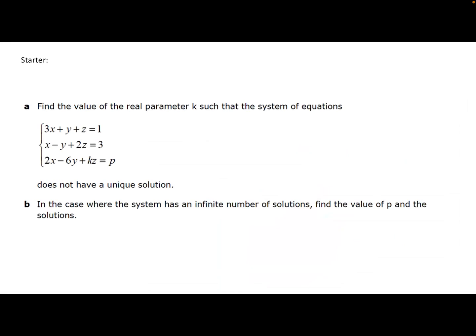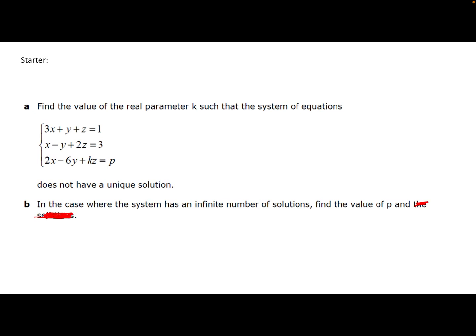This is a type of question we learned quite a long time ago, probably early Year 12. Now I want you to have a go at it yourself, but I just want to change part B because there's an aspect of that you won't be able to solve. So it says find the real value of the parameter k such that this system of equations does not have a unique solution. In the case where the system has an infinite number of solutions, find the value of p and the solutions. I don't want you to do that last bit because I haven't taught you that.